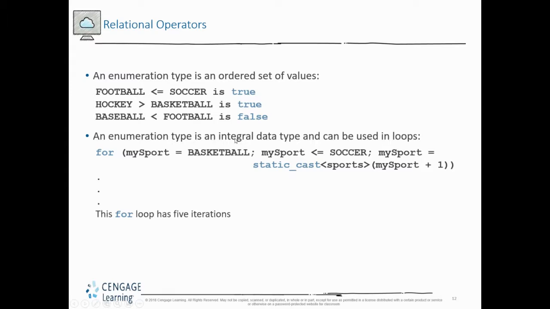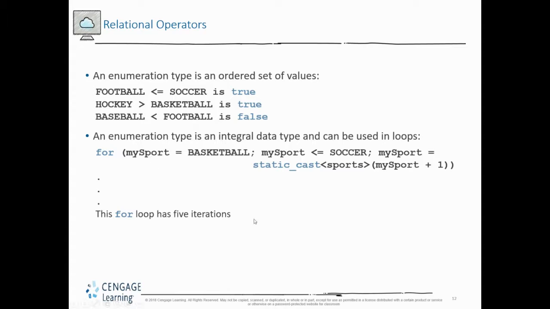Now, an enum is an integral data type, right? So that means it's integral, meaning it's integer, and it can be used in loops. So how would we do a loop? Well, again, we're showing it right here. So for my sport equals basketball. Remember, my sport was part of that. The sports were 6 sports, right?